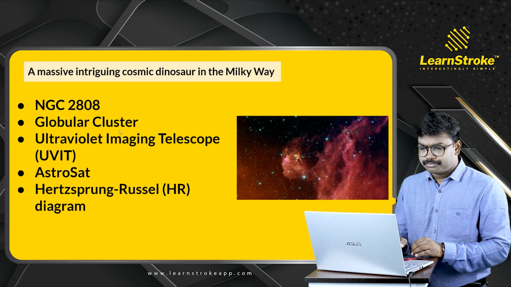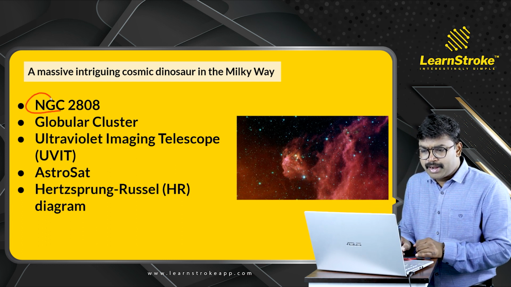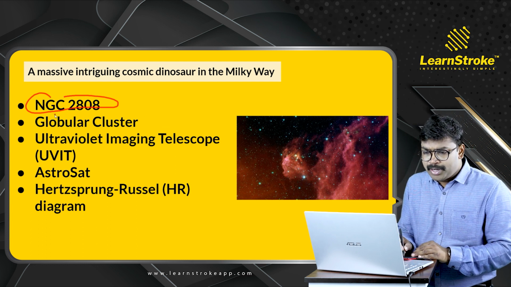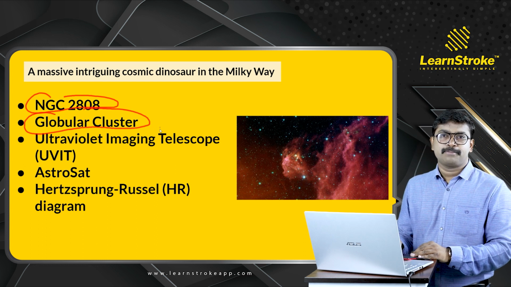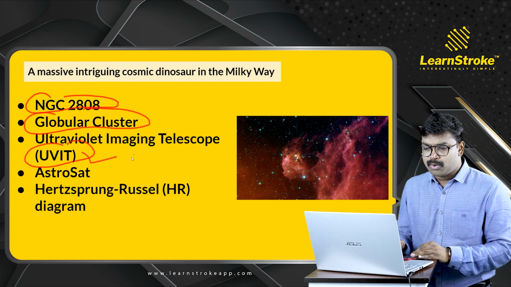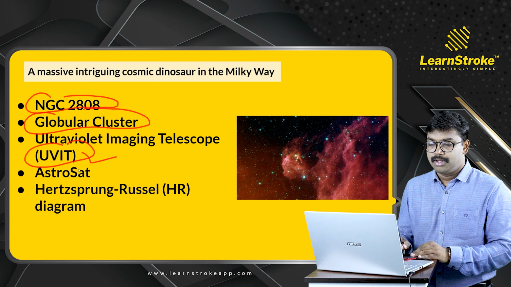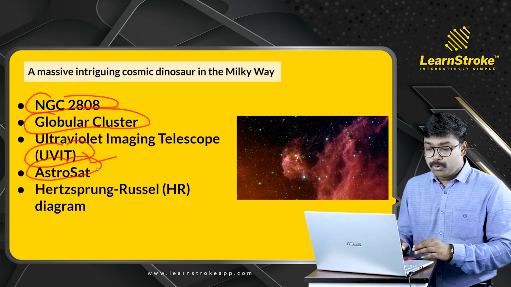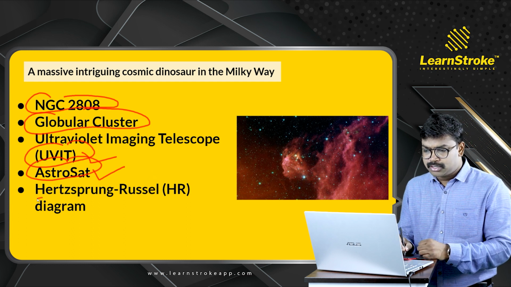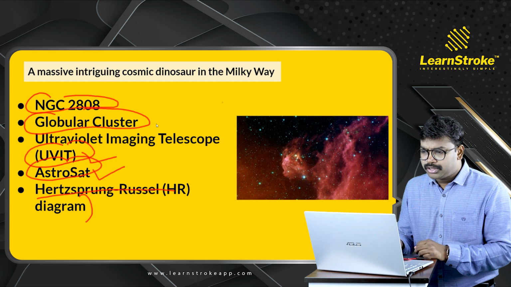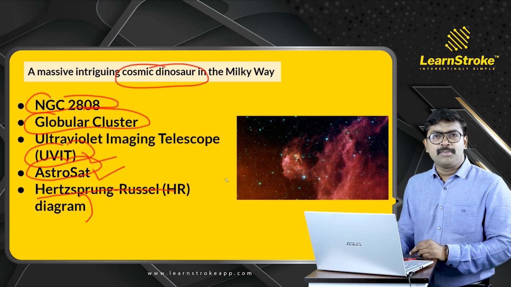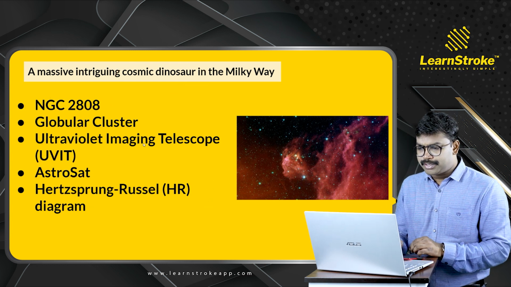So you have to find out in this, what do you mean by NGC 2808? Is it the Milky Way or is it a galaxy? And what do you mean basically by a globular cluster? And UVIT, why is the ultraviolet imaging telescope basically used? And what is the role played by AstroSat, and what is basically AstroSat? And this Hertzsprung-Russell diagram. All these are very popular, and that is what is called a cosmic dinosaur in the Milky Way. So you need to understand a few things.